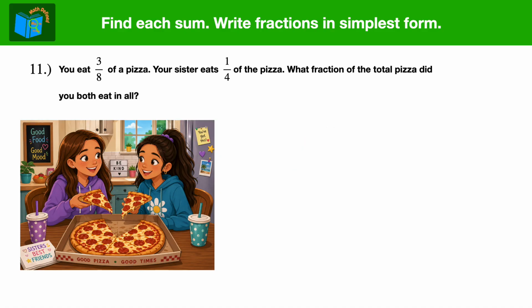Well, this is an addition problem, and we'll add together what you ate with what your sister ate. Of course, we'll need to find a common denominator because right now we have eighths and fourths. Let's rewrite 1/4 with a denominator of 8 to get 2/8. Now we add the numerators, 3 plus 2, which gives us 5/8. So together, you and your sister ate 5/8 of that pizza.